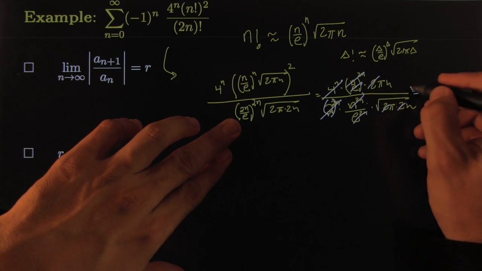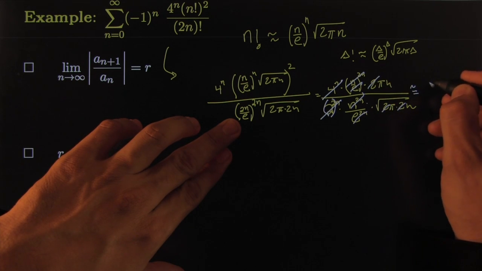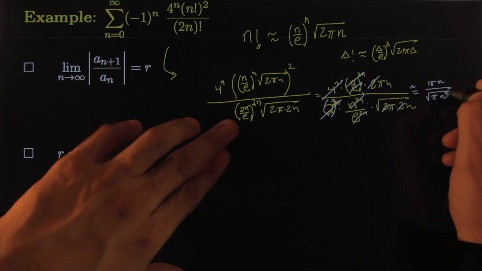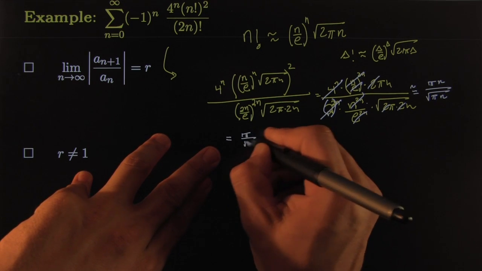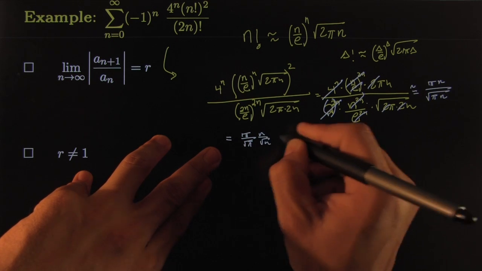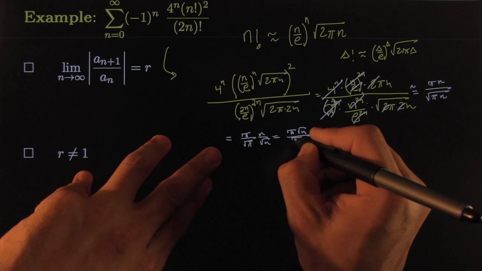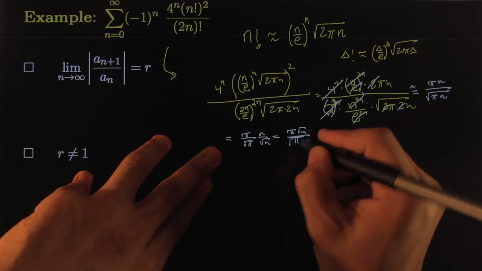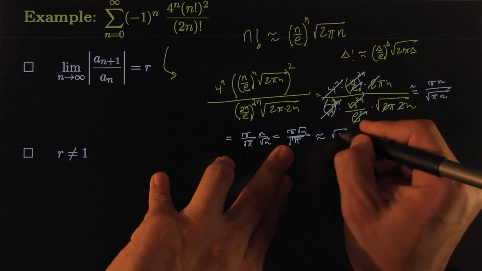And we get that this is approximately equal to, let's do the math here, I've got pi n divided by the square root of pi n. Well, I could simplify that just a bit more. I could say that that's equal to pi over the square root of pi, which is just some constant, times n over the square root of n, which becomes pi times the square root of n all over the square root of pi. And of course, this is just a constant. This is just approximately equal to the square root of n.